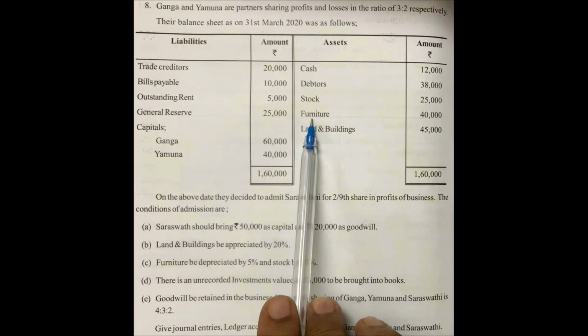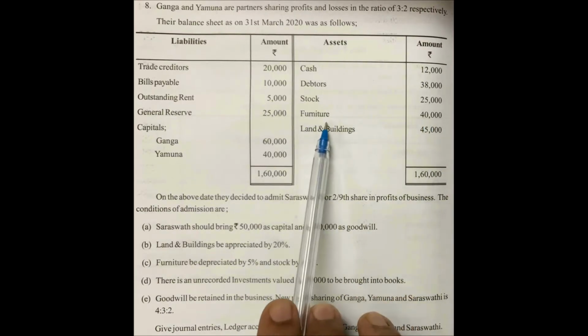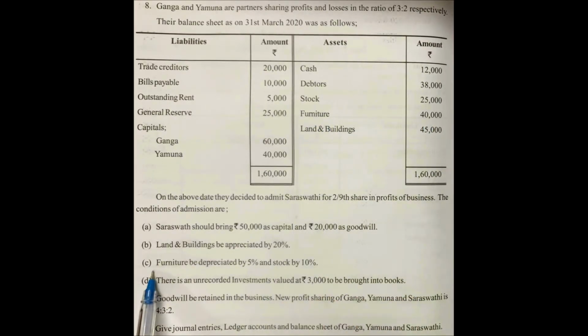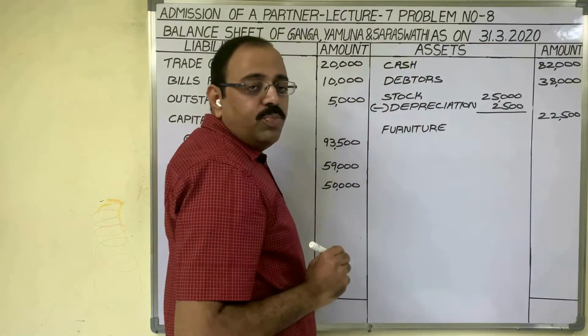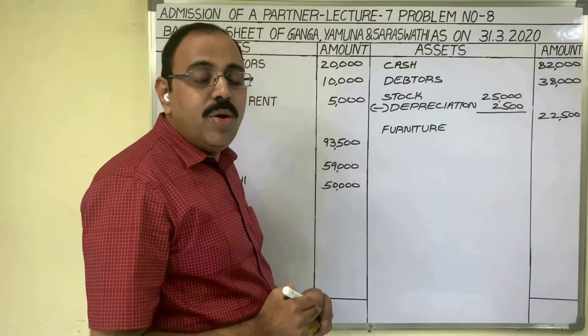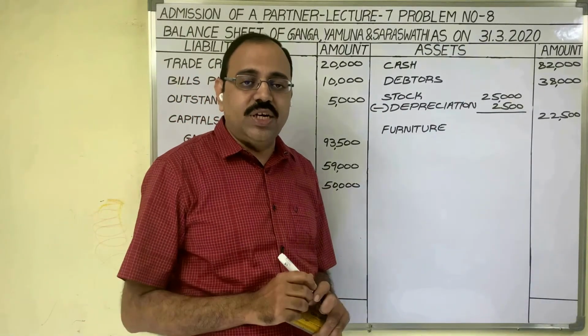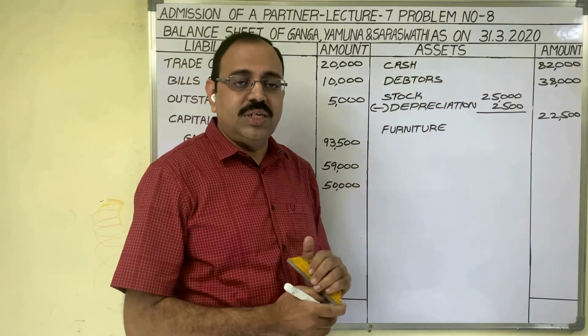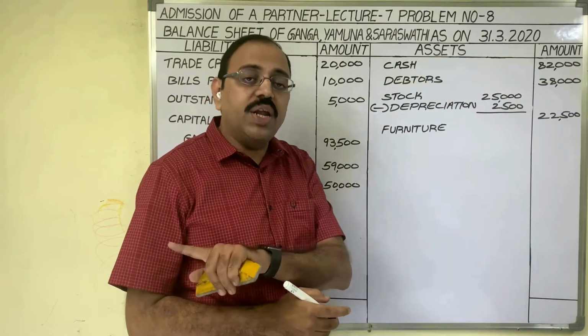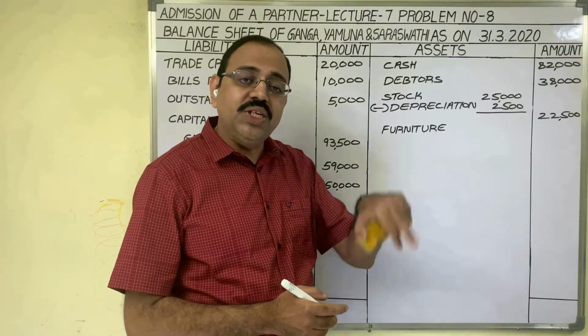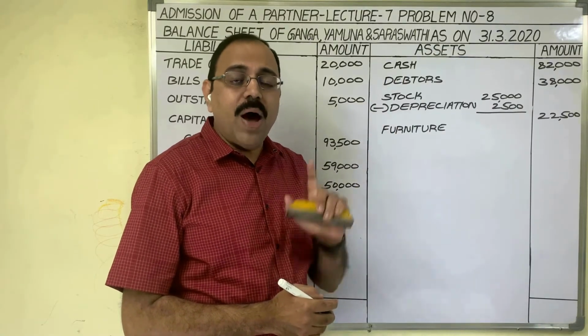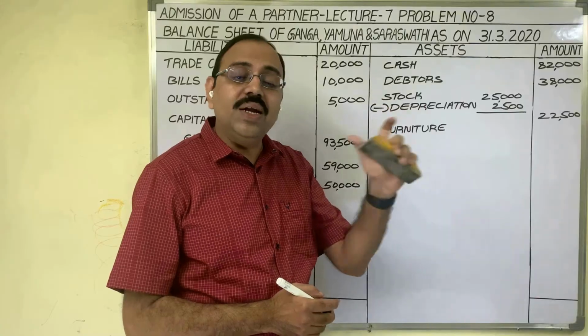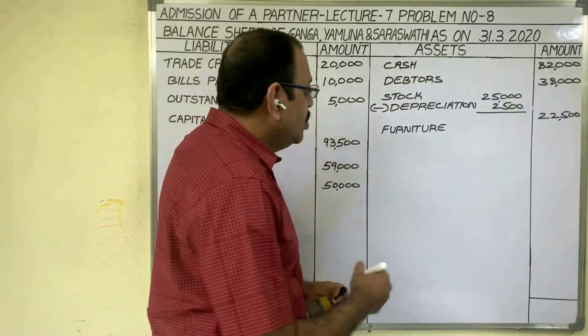Market value of stock is 22,500 rupees. Next come to furniture 40,000 rupees. Related to furniture, see the adjustment number C. Furniture be depreciated by 5%. Furniture book value is 40,000. Old balance sheet value is 40,000. And market value is reduced by 5%. So 5% of 40,000, 2,000 is reduced. Therefore, market value of furniture is 38,000 rupees.